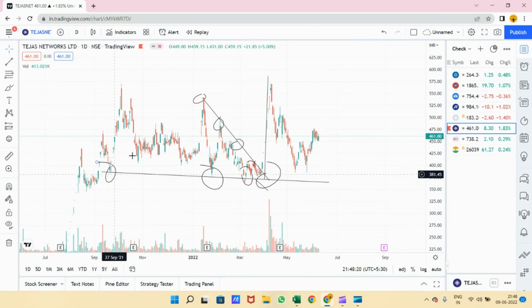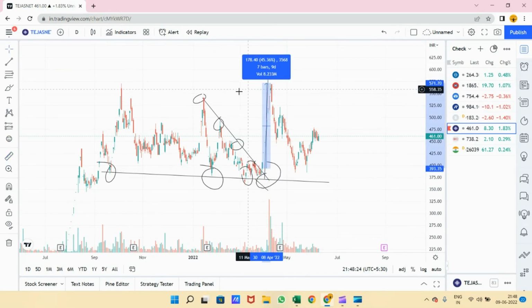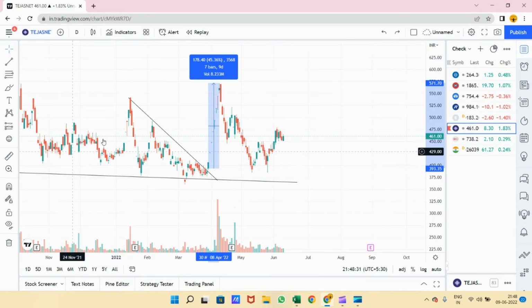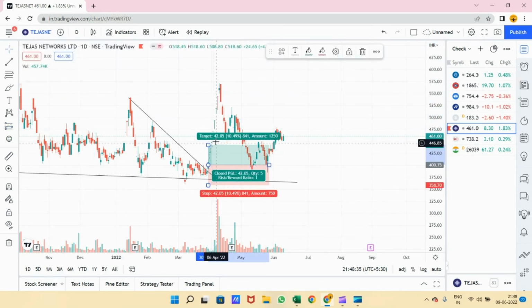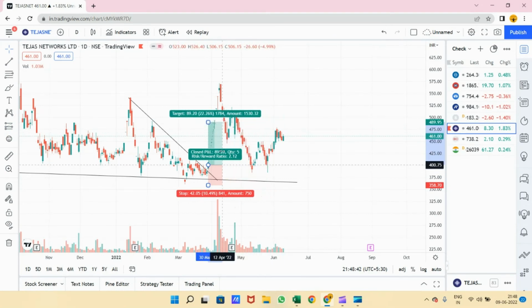It either gives a breakout or a breakdown, and when it does, see the move, guys. Within 9 days, it gave a 45% return. So it is more than enough. So this is the beauty of this pattern. In this trade, you put your stop loss here, and you aim for at least 1:2. See, guys, it is achieved within like 2 to 3 days.